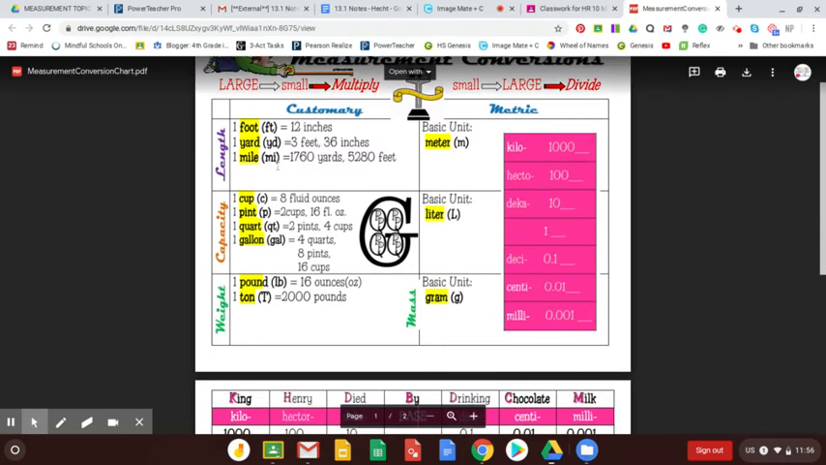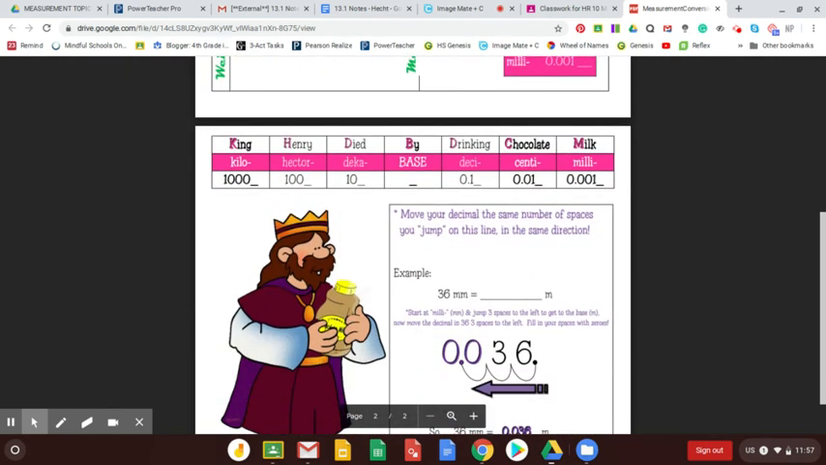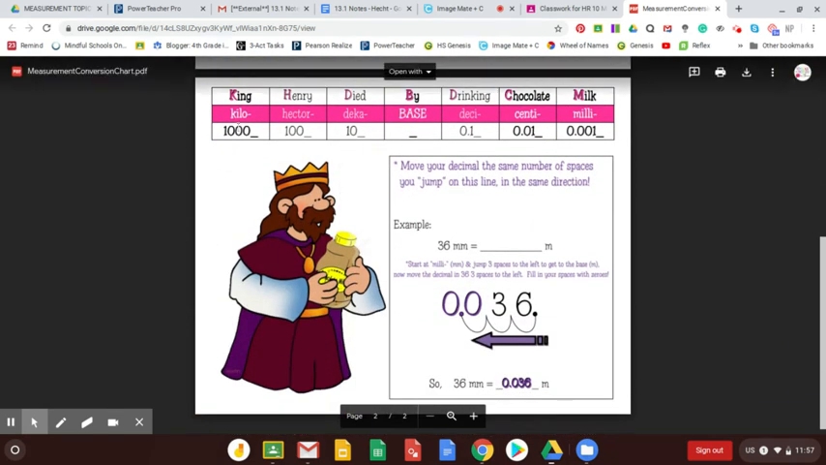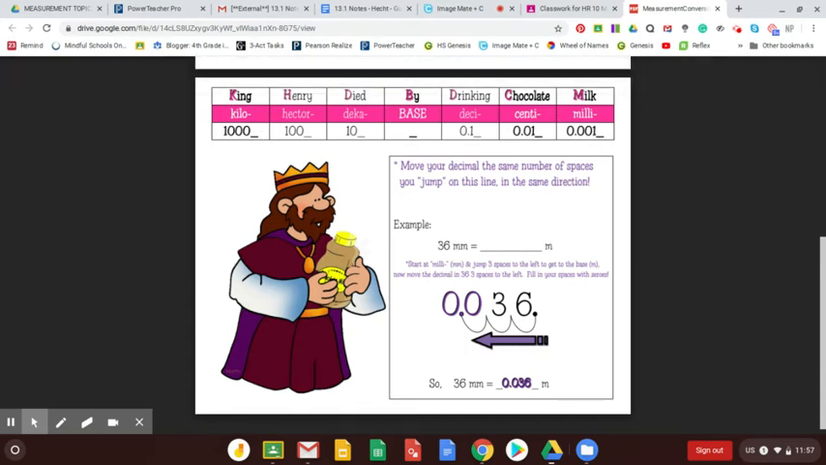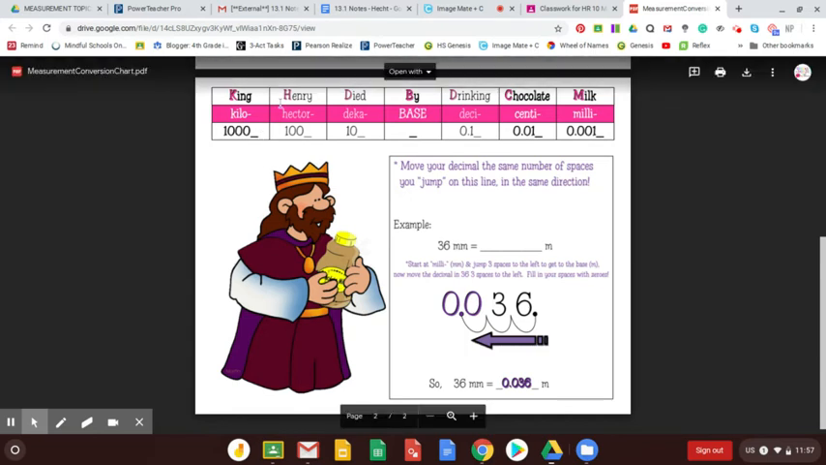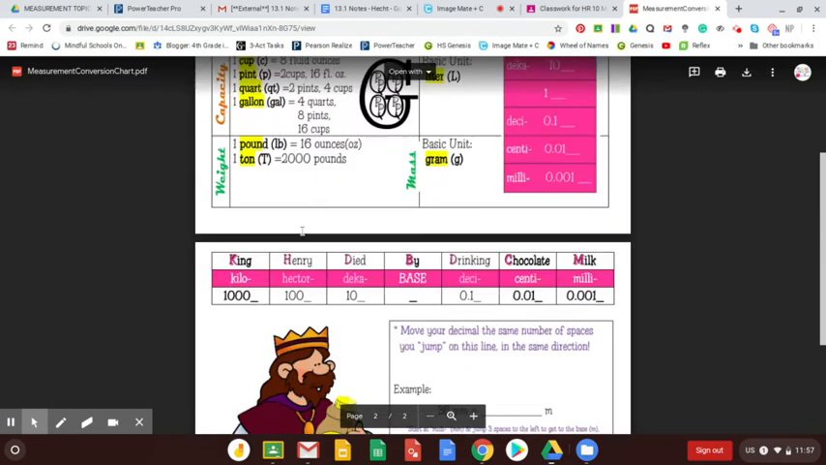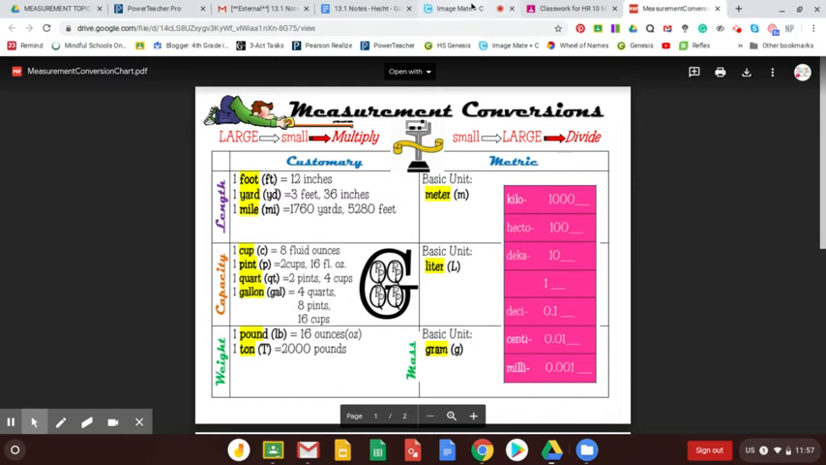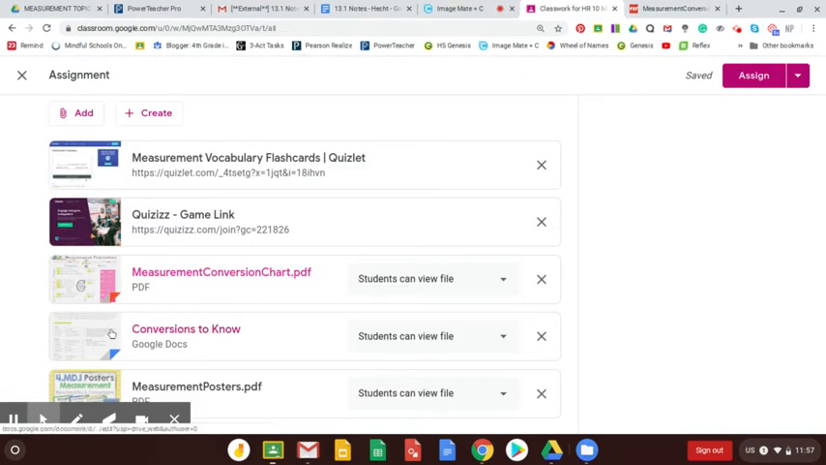We're going to be talking about customary units of measurement this week. And then next week, we're going to be talking about metric units of measurement. And on that second page, there's a fun acronym, a way to remember metric measurement conversions. It's King Henry died by drinking chocolate milk. So this is just a really nice thing to have handy if you can print it out. If you can't print it out, no worries, it's fine.